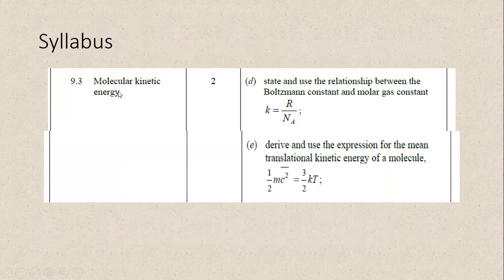Okay, so under this, it's always good to refer to the syllabus. The syllabus tells you what is required. Sometimes the teacher will teach, and you may slightly go off our syllabus, right? Because you may interpret wrongly. So we have already defined for you this equation: state and use the relationship between Boltzmann constant and molar gas constant. We've done that. Now we are going to derive this equation.